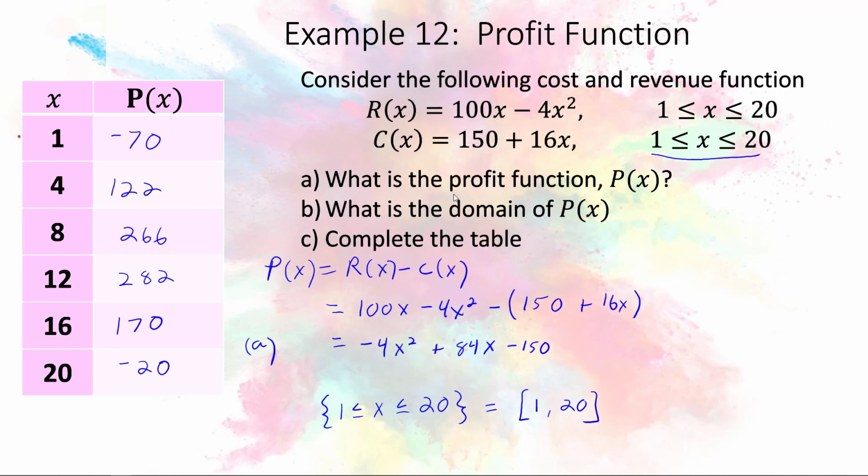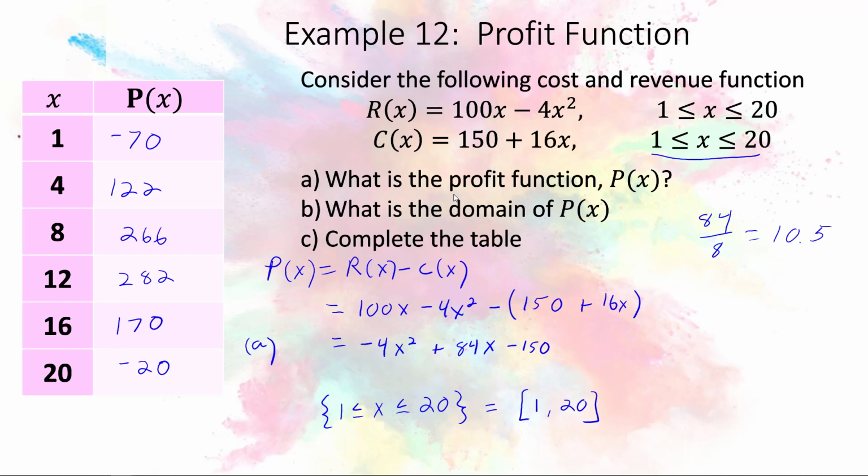How much can you produce to make a profit? Or what level of production would actually maximize your profit? Well, that would once again be equal to negative b, which is 84, divided by 2 times the negative of this value, which will basically be 8. 84 divided by 8 is 10.5.